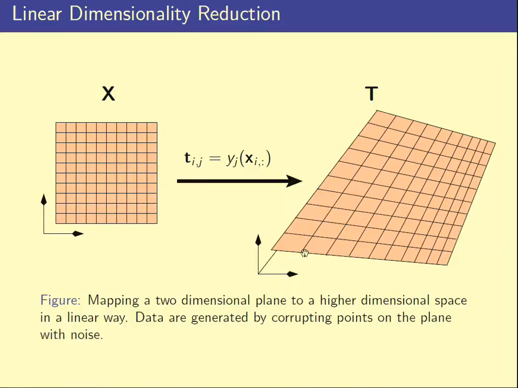So this is a dimensionality reduction. And what I want you to think of this as is a mapping from x, the latent space, to t, the data space. So here it's a two-dimensional to a three-dimensional. And because it's a linear mapping, the matrix W actually defines a plane in the three-dimensional space.